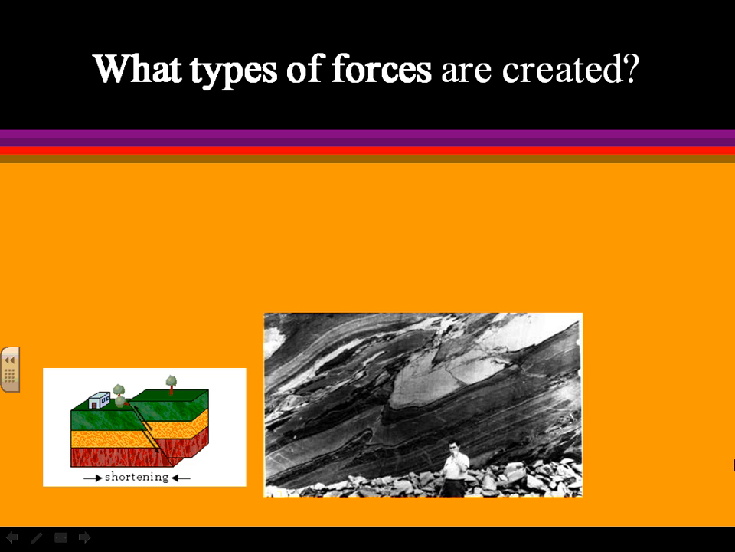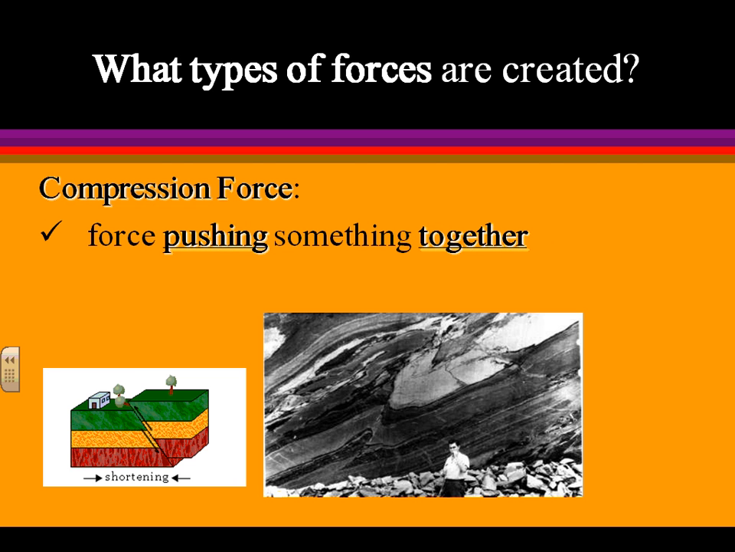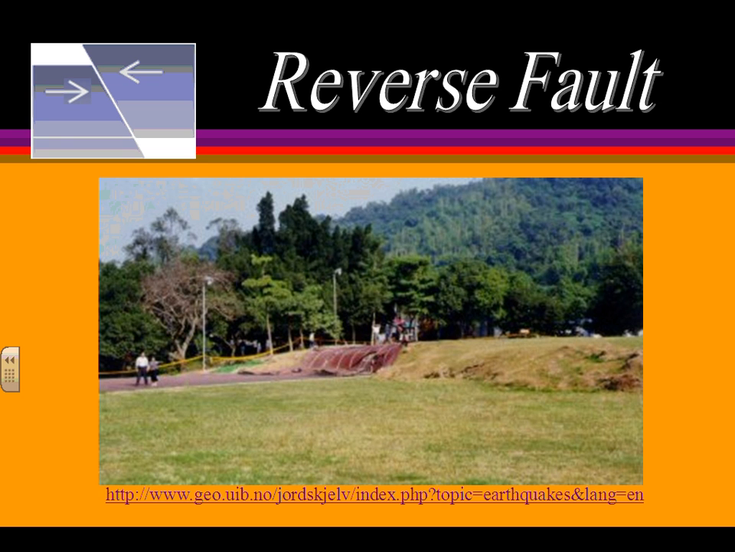Now, remember in the other one you looked at, you see how it's kind of squished up like this? It's getting pushed together. And so this one, remember, this is our hanging wall and our foot wall. The hanging wall is getting pushed up, which makes it compression, so it's happening at a convergent boundary. And we get a reverse fault.